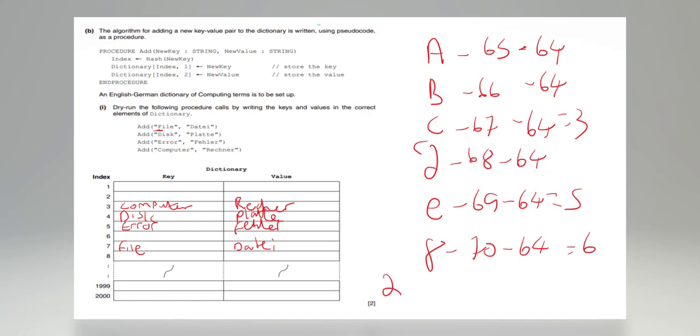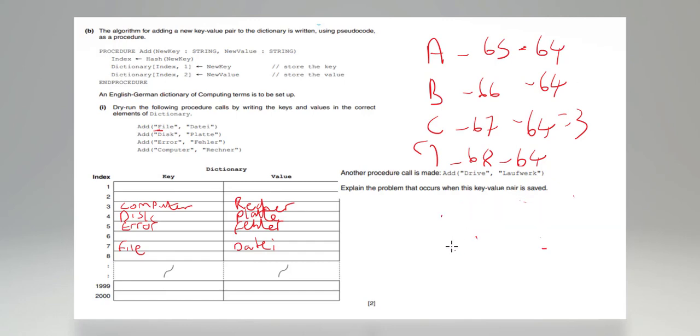Let's have a look at the next bit though. So what you can see now is there's a new question which I've added, which basically is saying another procedure call is made saying add drive. What is the problem when we add this key and this value to this dictionary? Explain the problem. Pause the video, give it a go.